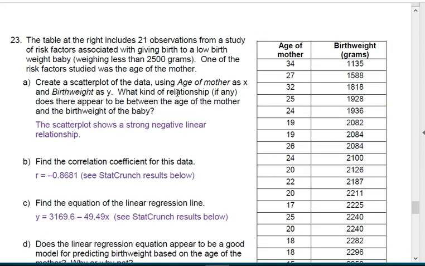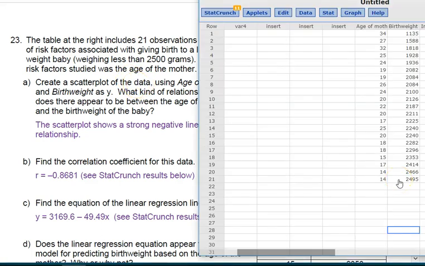Now we have a couple of problems where we're going to look at the scatter plot, we're going to find the correlation coefficient and find the linear regression line, and then decide whether the regression line is an appropriate equation to use to make predictions or not. So first of all, we would want to copy and paste this data into StatCrunch. And then the first thing we're going to do is look at the scatter plot. Here's the data that I have copied and pasted into StatCrunch.